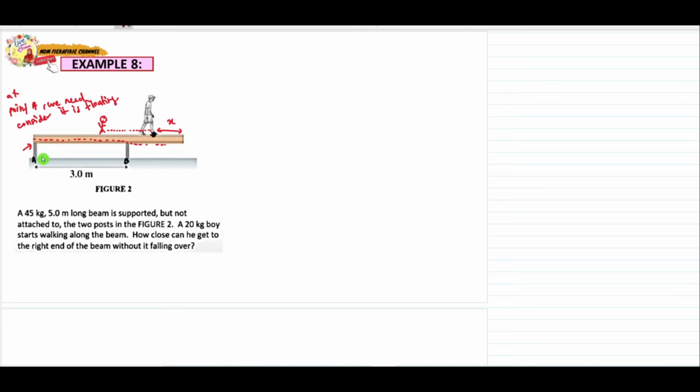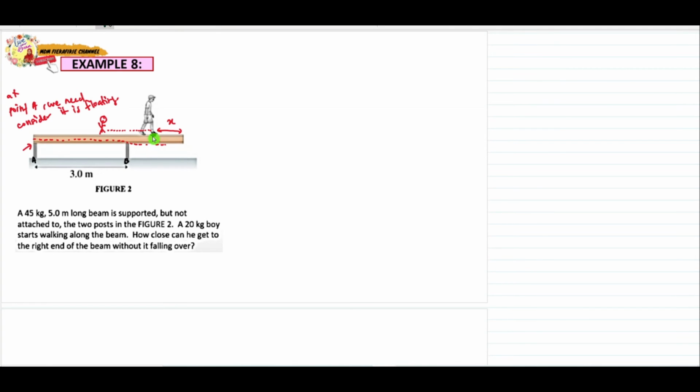So at point A, no contact between the beam and the post. So we consider the beam is floating. Alright, so tak ada normal force lah dekat A. Sebab dia dah floating, tak ada contact, so no normal force at point A. So now let's draw all the forces on the beam.